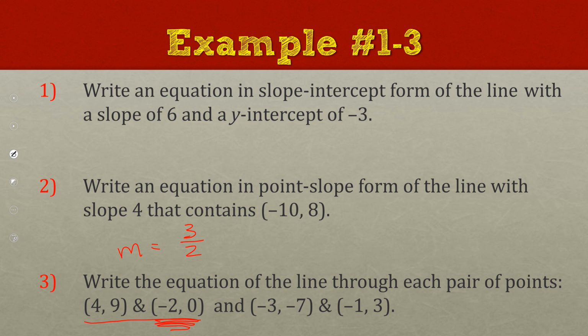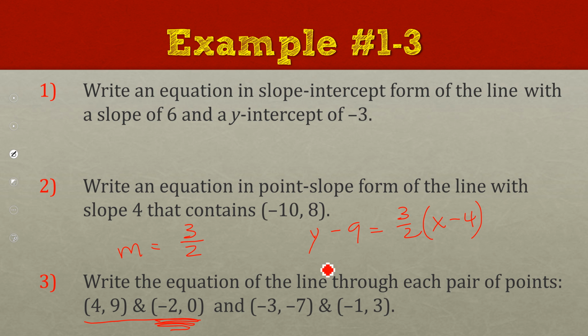Wouldn't it be negative? 9 minus 0 over 4 minus negative 2. Be positive. Okay. The nice thing about point-slope form is, like I said, all you need is a point and a slope. I have a slope, I have a point. Which one are you going to choose? You can choose either one. For instance, y minus 9 is equal to 3/2 times the quantity x minus 4 is one possible answer for the first equation of the line.